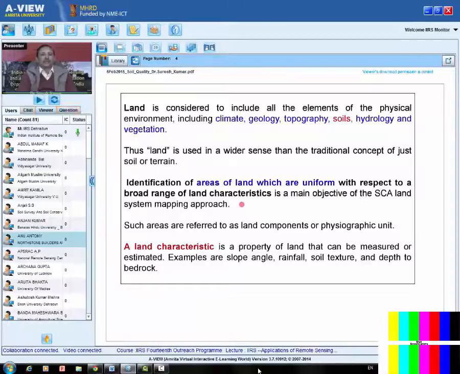You need a soil map, or soil boundaries, or a physiographic map which will guide you where to collect the soil samples. And then we study that soil in detail. Such areas we sometimes call a physiographic unit, which I told you about.